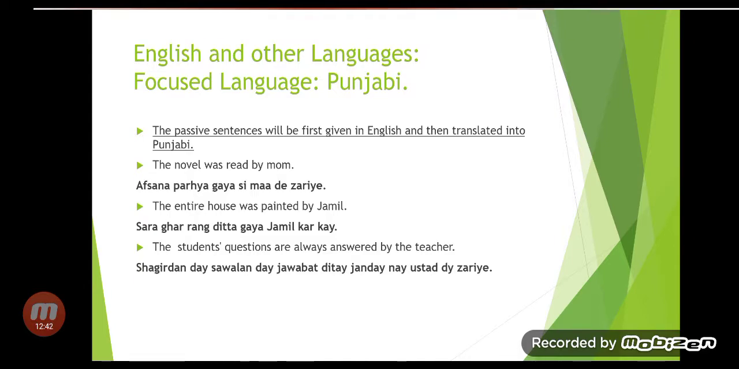Third is, the students' questions are always answered by the teacher. शागिर्दां दे सवालन दे जवाबात दिते जांदे ने उस्ताद दे ज़रिए. So this is what it looks like in the Punjabi language.